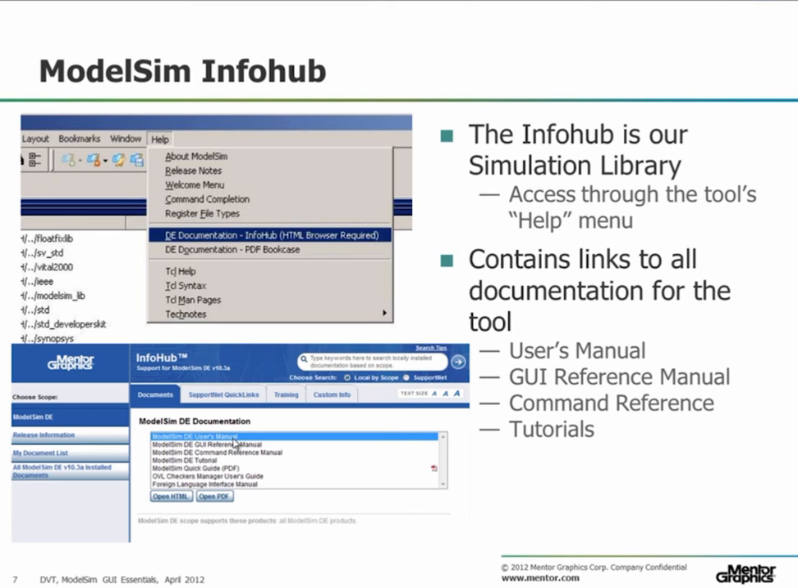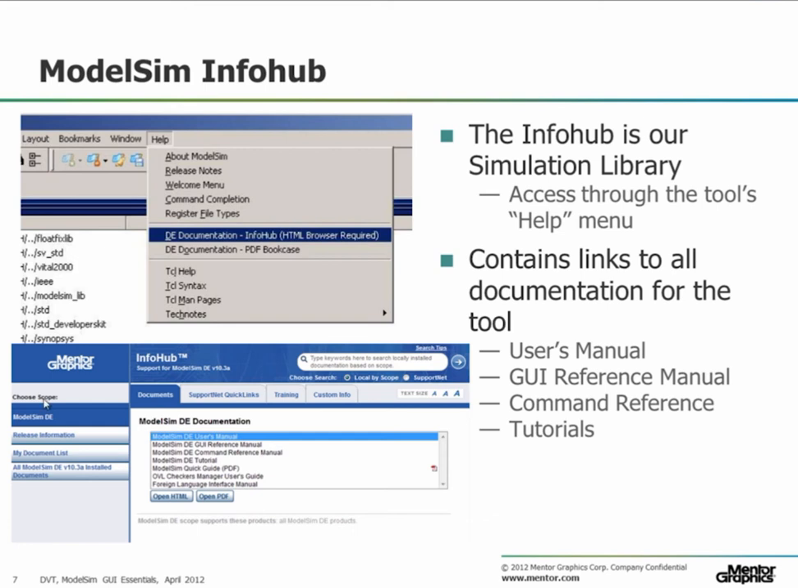So if I want to use the waveform window, I come in and look in the user manual to figure out how to do that. The GUI reference manual covers more or less the same kind of topics that we're going to be covering today: how to use the GUI to its greatest effect. The command reference is a list of every command that you can issue in the transcript window, or that you can put into scripts, and what all the different things do.